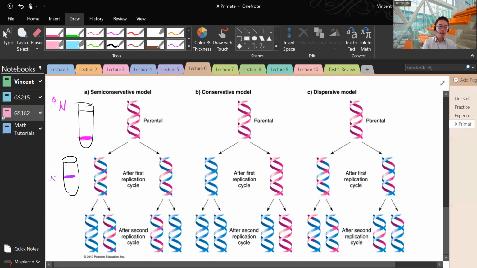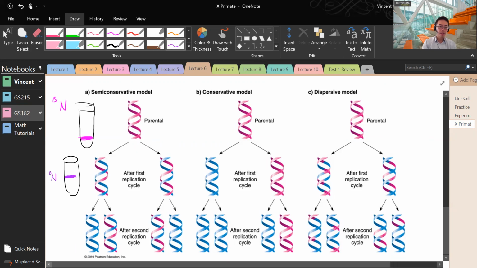So that's like an N15, N14 band, somewhere in the middle. So that's the semi-conservative model. Half is old and half is new. And we're talking about the entire strand: one entire strand of DNA is old and the other half is new.